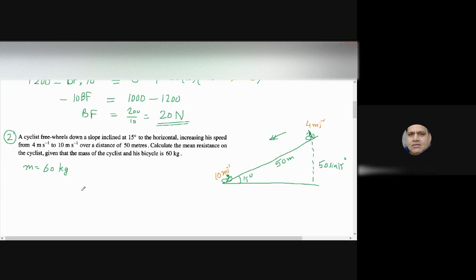Freewheel means that there is no driving force. Some information is hidden in the statement. Freewheel means that the driving force is 0. It means no forward force.